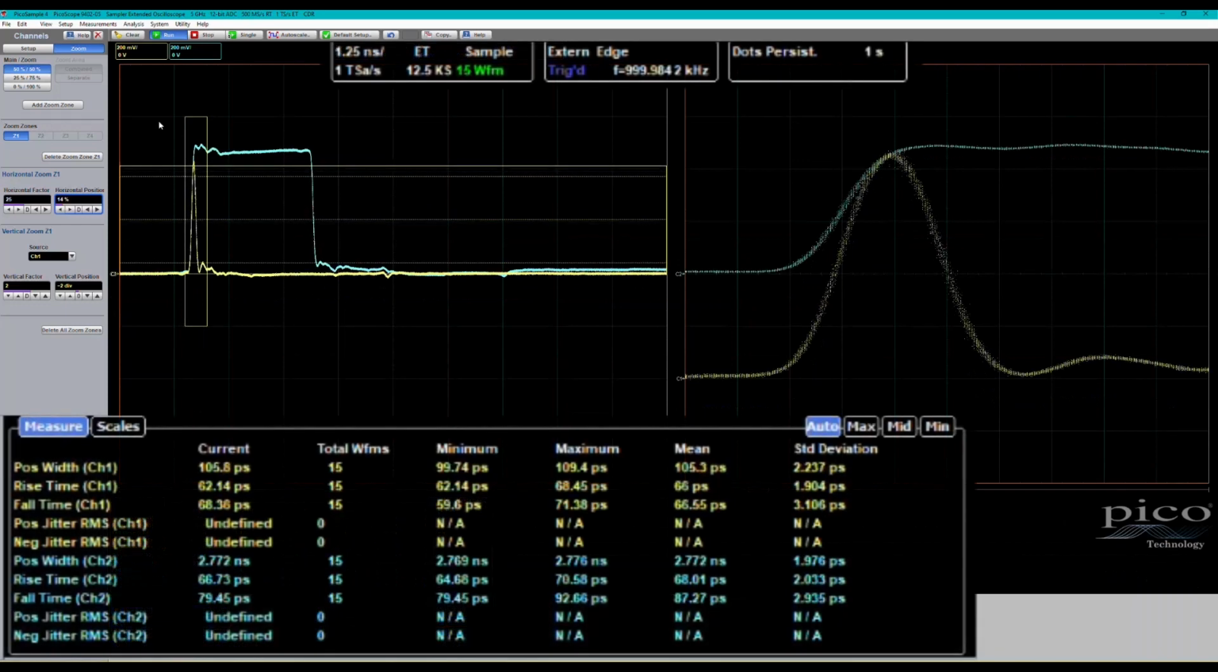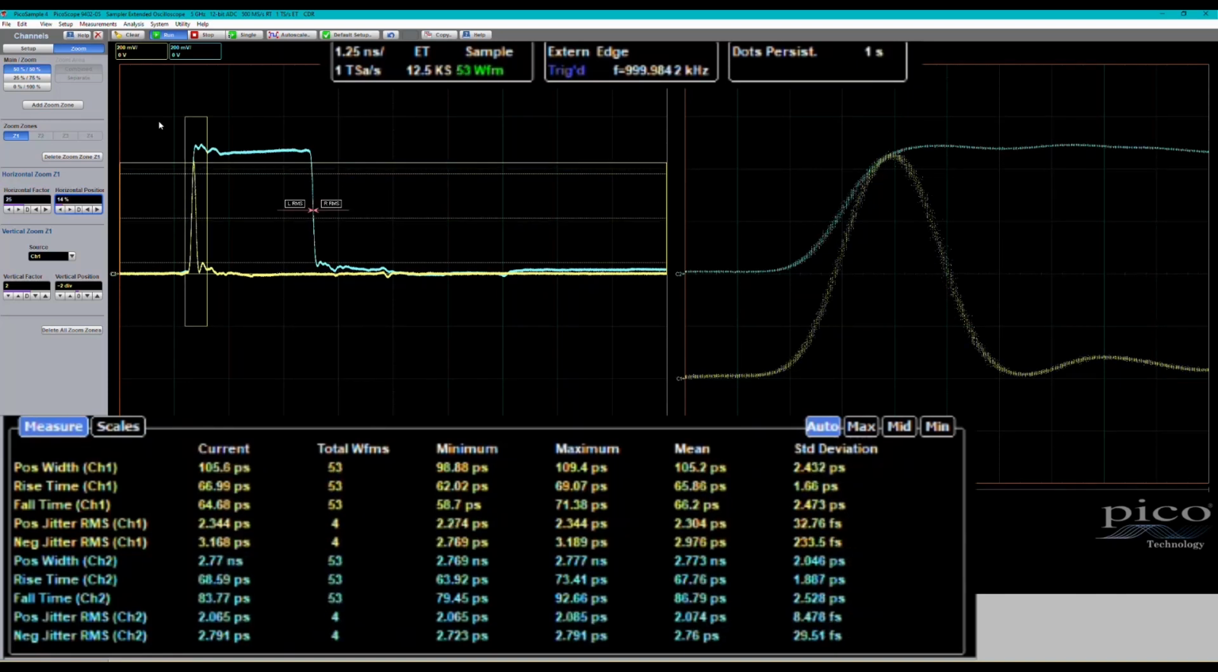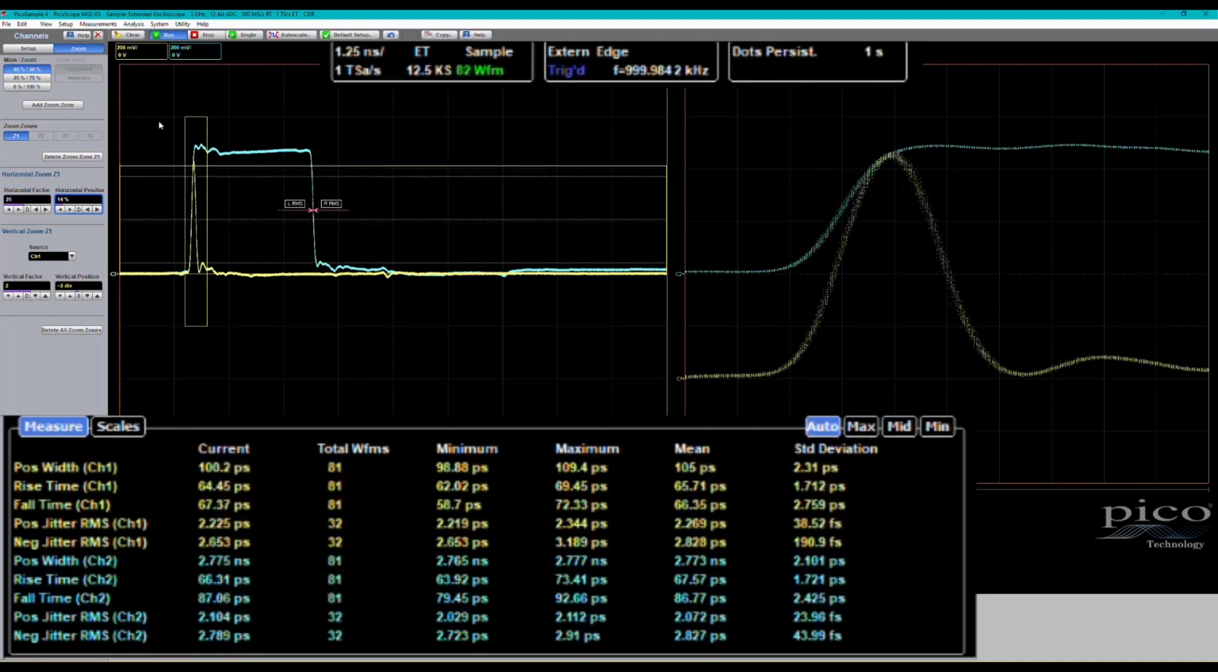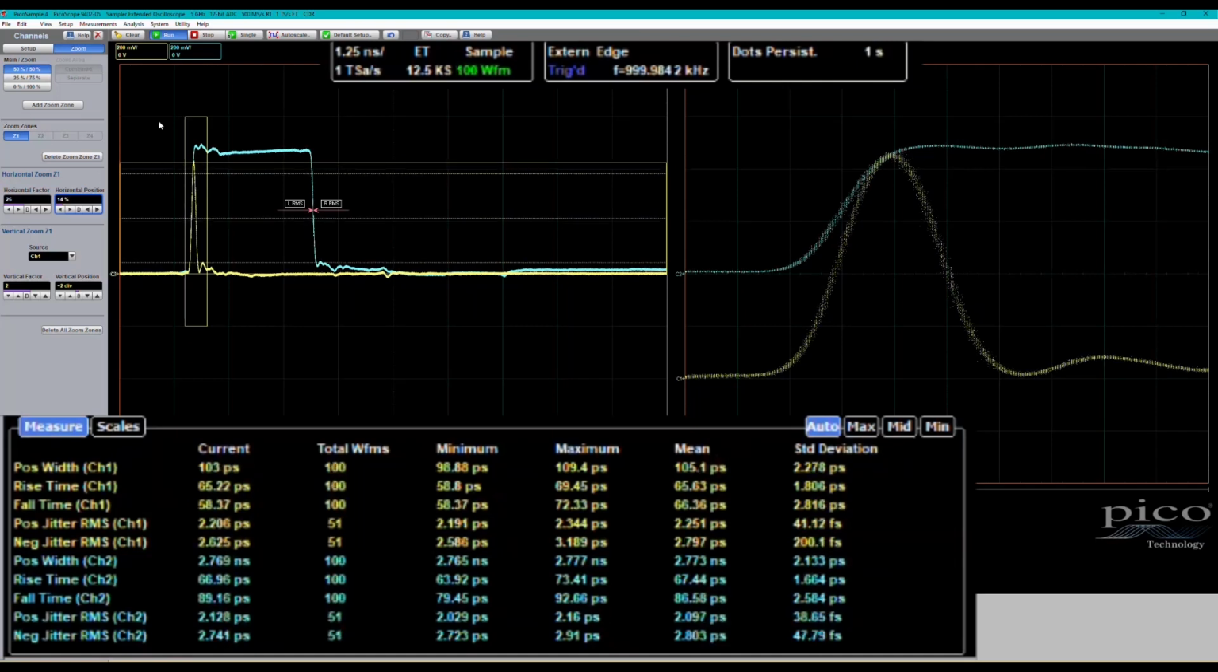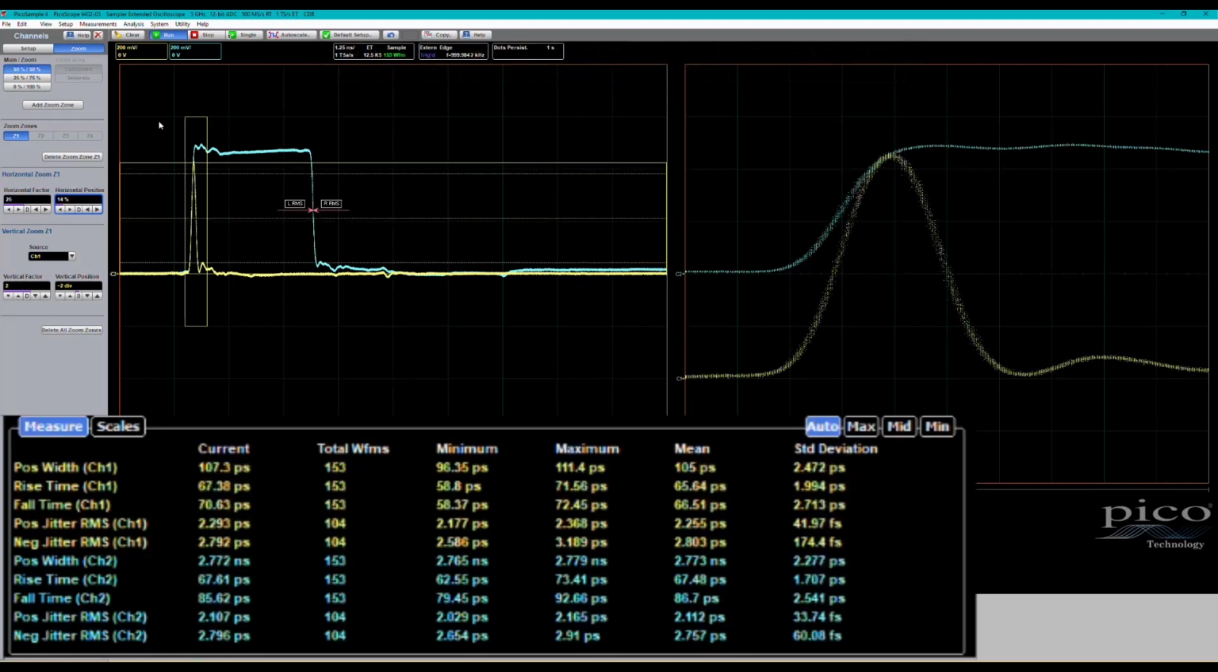Another advantage, of course, of running at the slightly lower sample rate is that we can speed up the measurements somewhat here. As soon as I've got 50 measurements, I start to get my jitter results as well. And there you go. So this is a much faster running measurement that we're doing at 1 terasample per second than we would have been at 2.5 terasample per second, simply because we're processing less data and fewer acquisitions of our repeated waveform to make up this image.